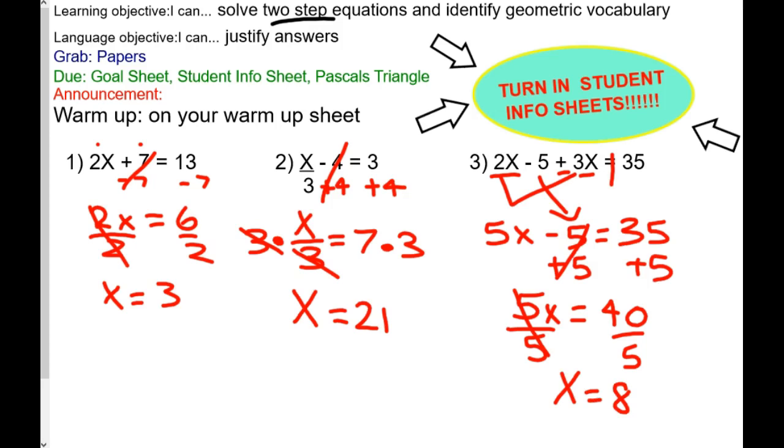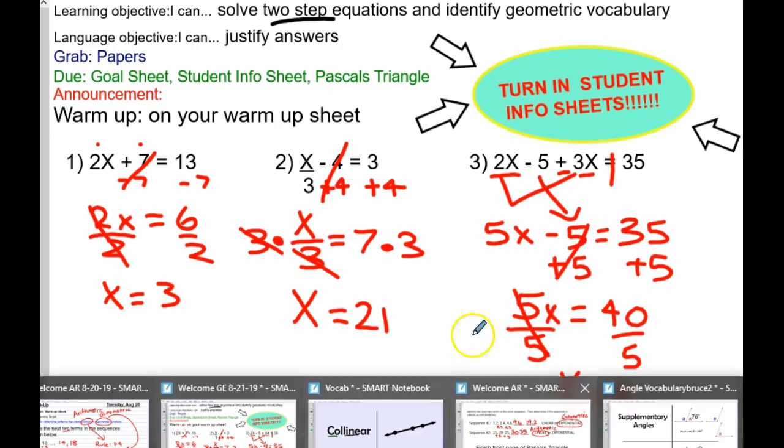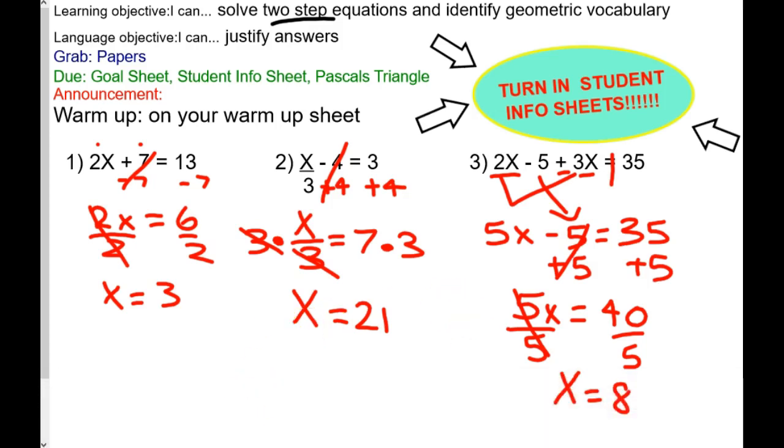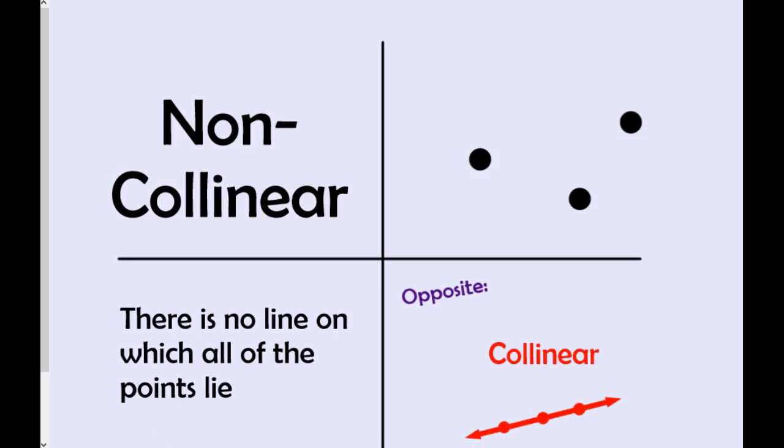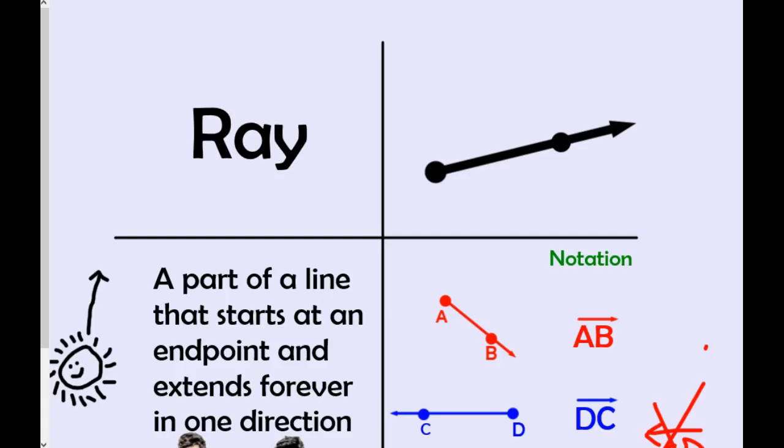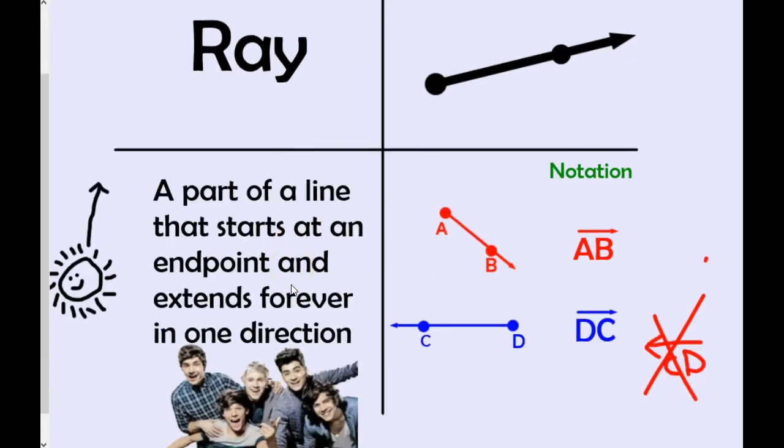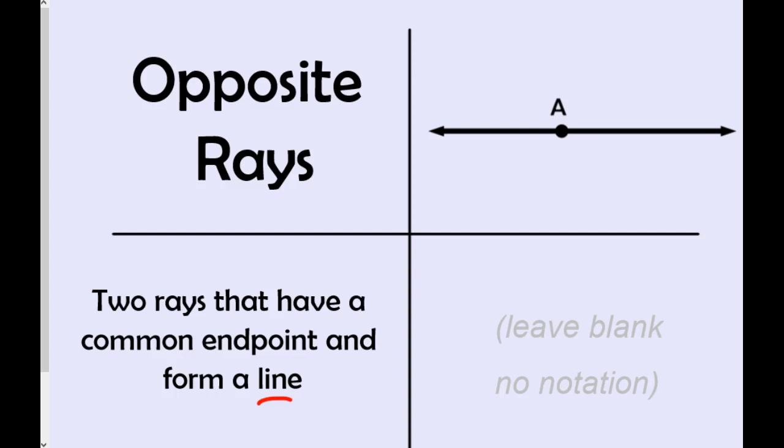So, you got your Thursday warm-up in your journal. So last time we left off on ray. And remember, ray was when it goes one direction. So today we're going to talk about the next couple. So we got opposite rays. Go ahead and fill that in.